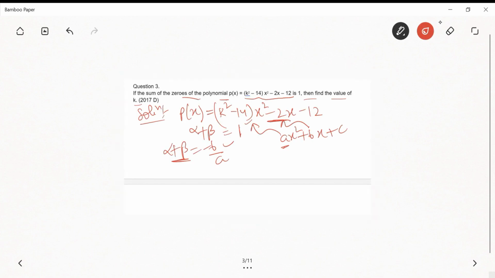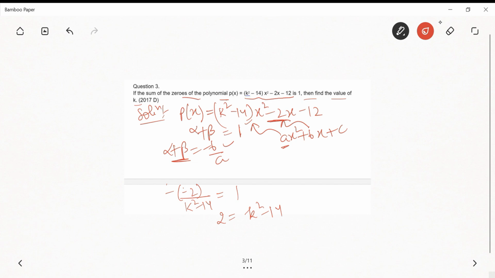Okay, the value of b is minus 2. So minus into minus 2 divided by a. A is k square minus 14 and that should be equal to 1. Now we will cross multiply it, and minus minus is plus. So 2 is equal to k square minus 14.